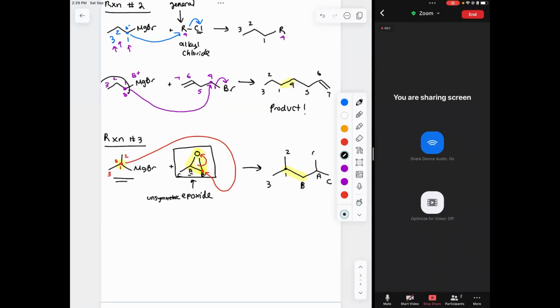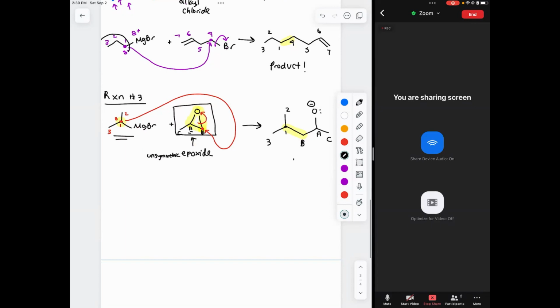So we're going to draw an O here. Now that O is going to be negative because you broke this bond right here, you broke the B-O bond, and then electrons got thrown onto O, right? Extra electrons, that's why it's negative. And then the step after that is known as a workup step, right? Workup, so it's like H2O workup. And in workup, you just turn O minus into OH. So this is my carbon 1, carbon 2, carbon 3, carbon B, carbon A, carbon C. This is your product.